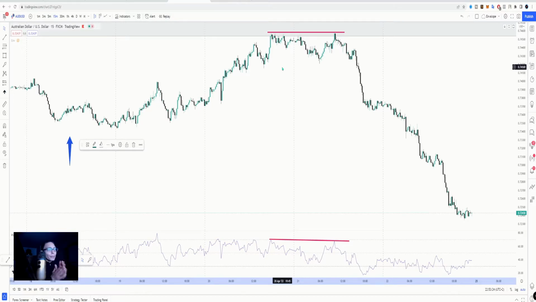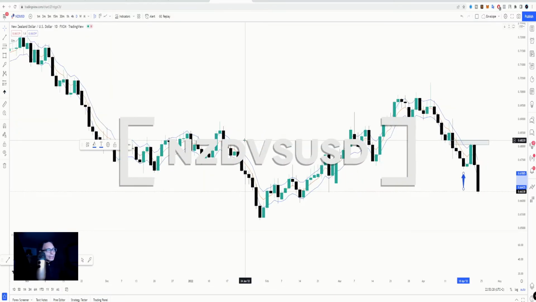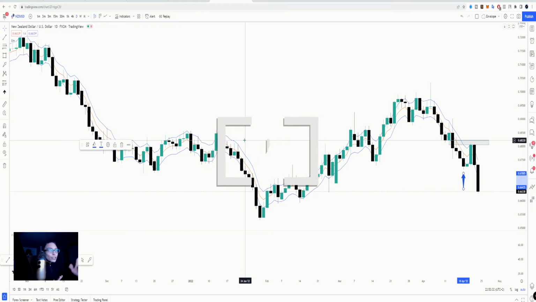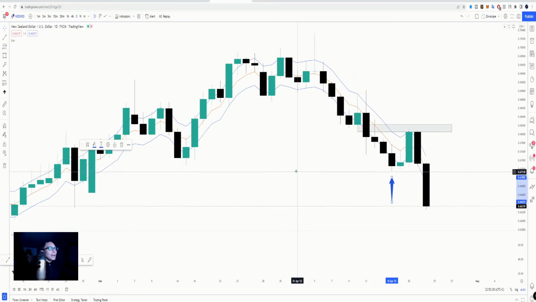And on the next one, the New Zealand dollar, I want to show you a nice trick here, not mine. It's the ICT method of getting in. It's the fair value gap. There was no entry method on the RSI, so I took a fair value gap method.